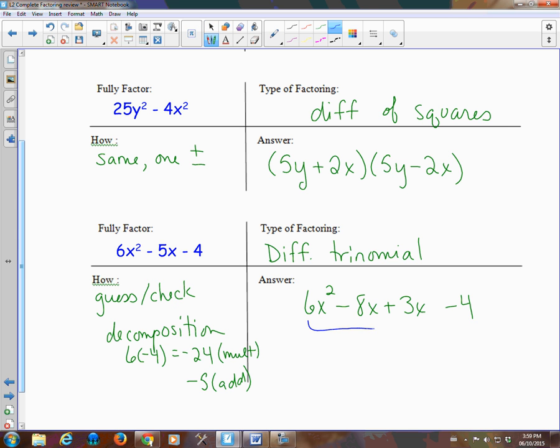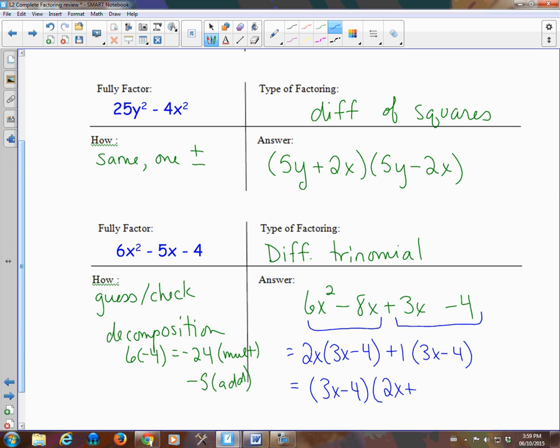And then we group. First two, last two, look for common factors. So the common factor in the first two is 2x. So we'd have 3x minus 4 when I divide by 2x. And the common factor in the second two is 1. And that leaves me with the same bracket. So I'm good. So that bracket becomes a common factor. And the other factor is 2x minus 1.